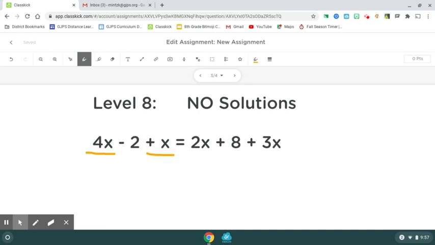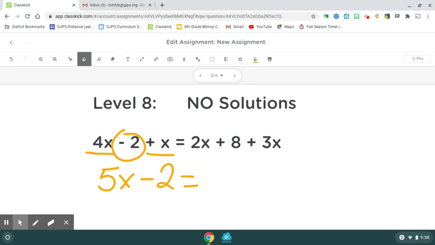And if I do 4x plus x, I'm going to end up with 5x. There's nothing to combine with my negative 2, so I'm just going to drop my negative 2 down. Awesome. So now on to the right side.